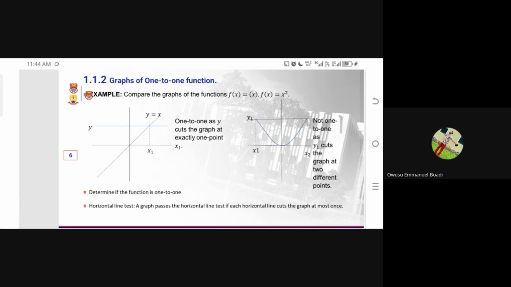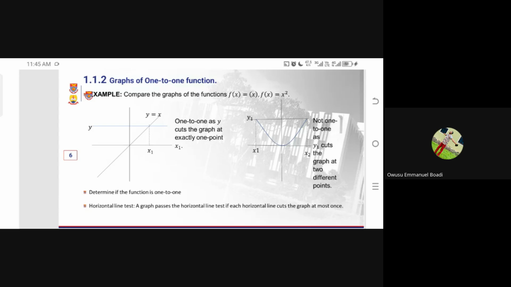Quadratic, we know that it is of the form f of x is equal to ax squared plus bx plus c. And for a linear graph or a linear equation, it's of the form mx plus c. When we look at the first side, the linear graph, we realize that if you plot any x, it will have a particular y value. And when you want to check using the graphical method whether a function is one-to-one, you perform the horizontal line test.